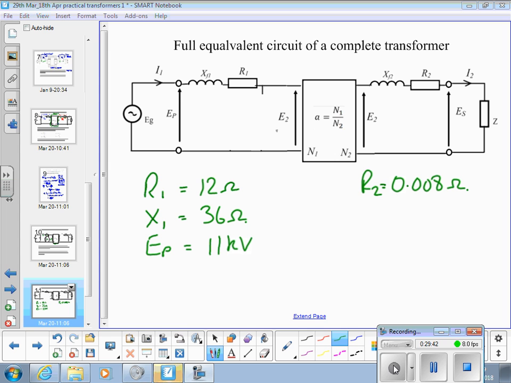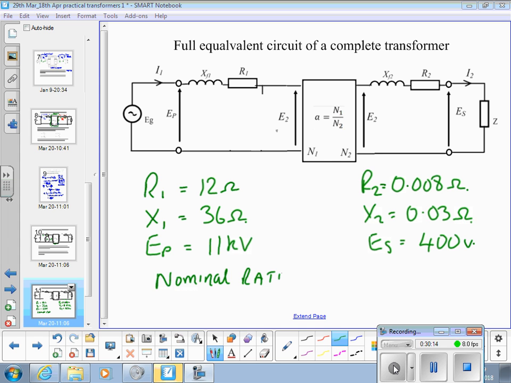R2 is 0.008, X2 is 0.03 ohms, and ES is 400 volts, so we're right. And nominal rating S is 100 kVA.